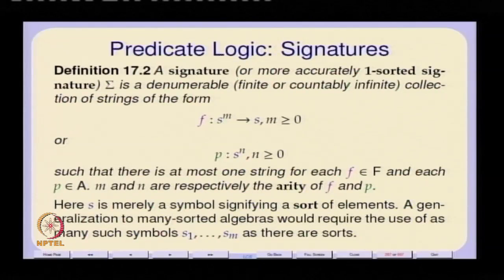So, essentially a single sorted signature, or a one sorted signature, is what we considered throughout, and it referred to basically a simple algebraic system consisting of a single set, and all elements essentially belong to this set. Since we are looking at classes of structures, we did not specify this set explicitly, but instead just use a syntactic symbol called S for a sort. Okay.